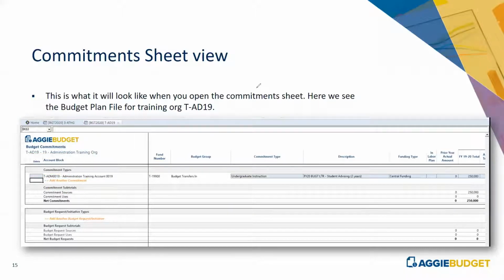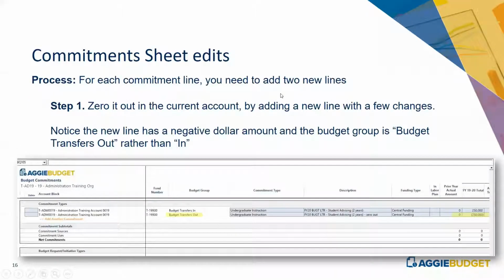And if you do this while you're in, of course, the desktop version, because that's the only place where you can edit a plan file, then it will look like this. After I've added another commitment, I have to choose the budget group in the account, and I'm essentially duplicating it. You'll notice that my description is exactly the same, but I did put zero out.